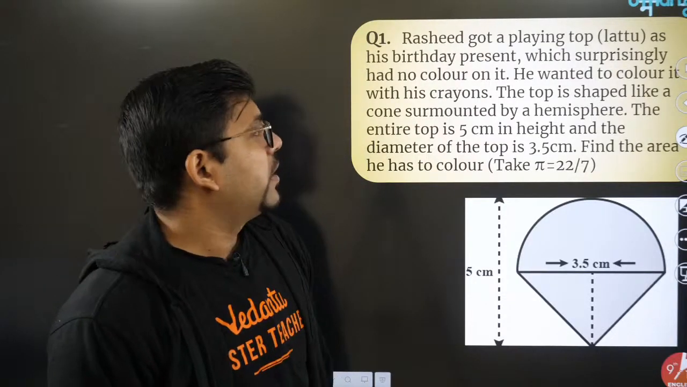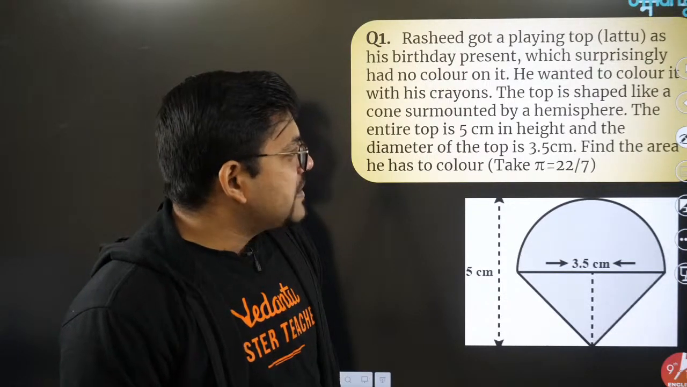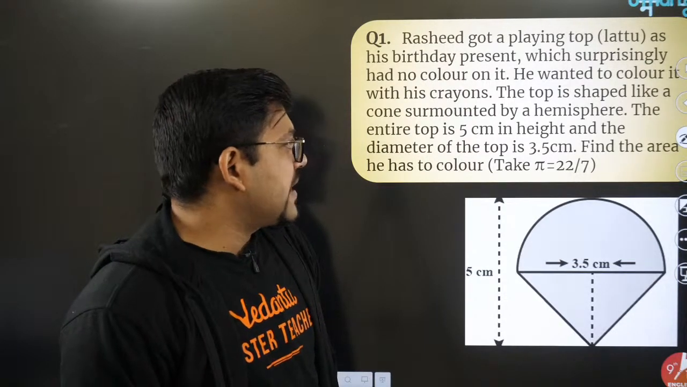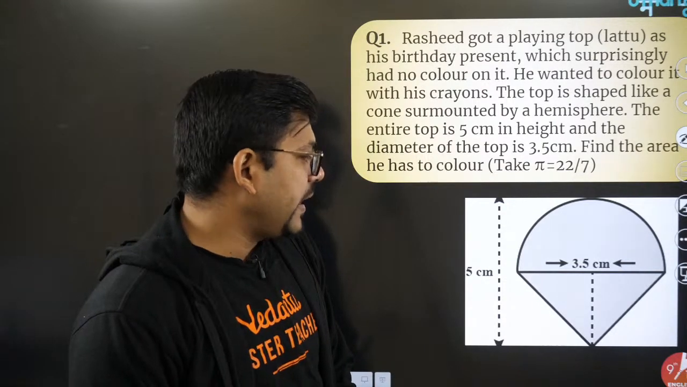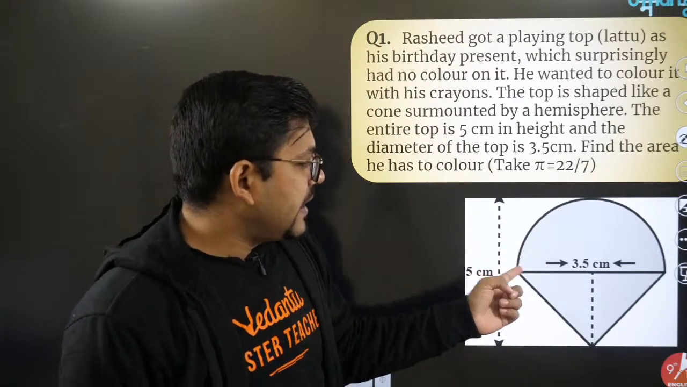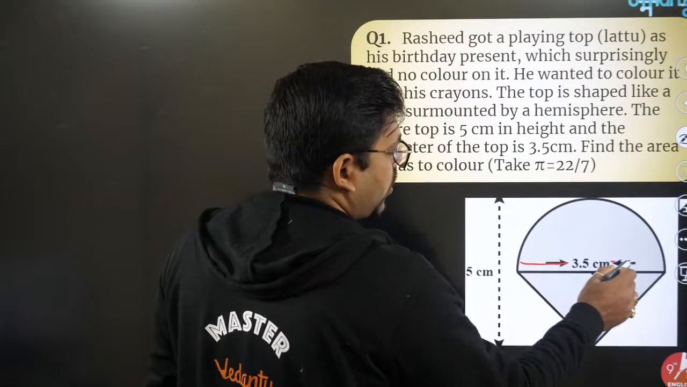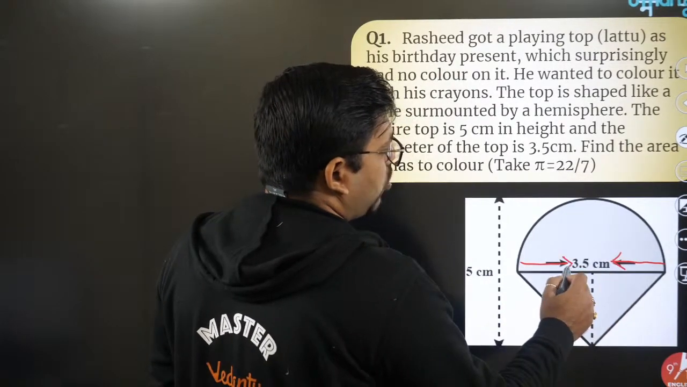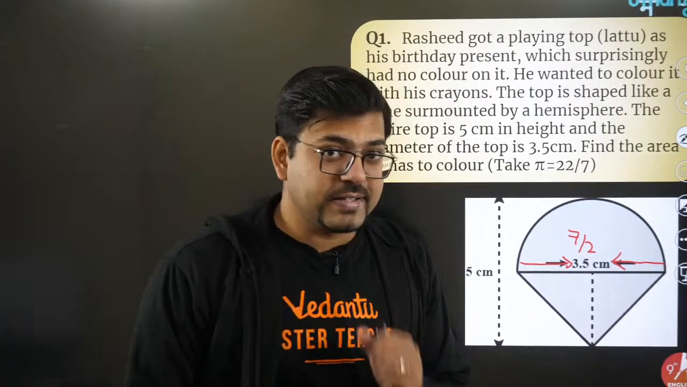So Rashid is a small kid, it looks like. The top is shaped like a cone surmounted by a hemisphere. The entire top is 5 centimeter in height. So this entire height is 5 centimeter, and this diameter is 3.5. See here, this is given 3.5. I hope you understand that 3.5 is nothing but 7 by 2, and this is the diameter.